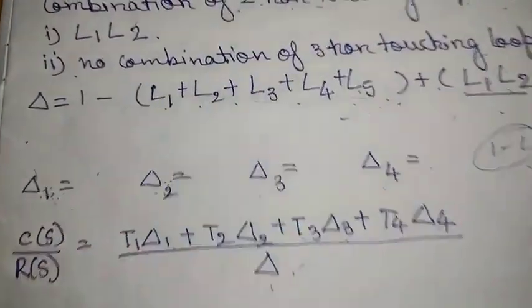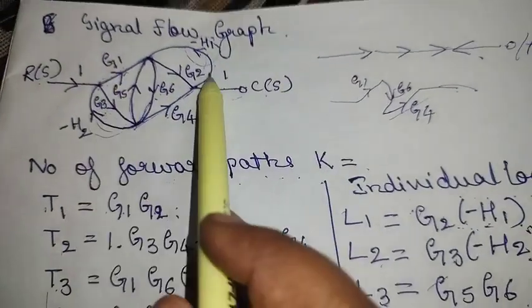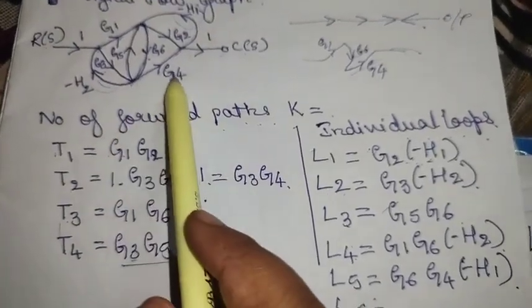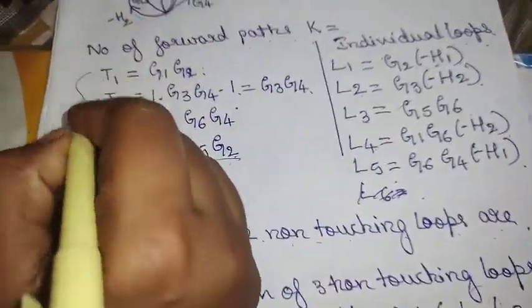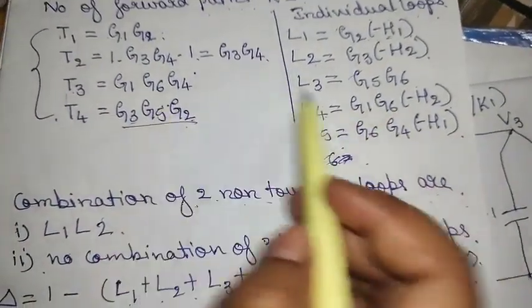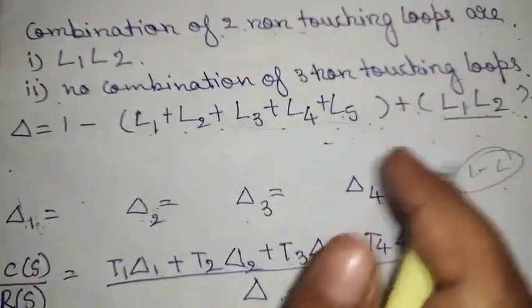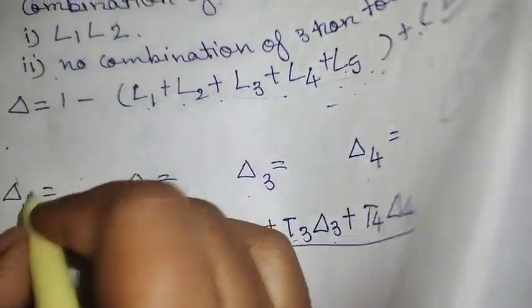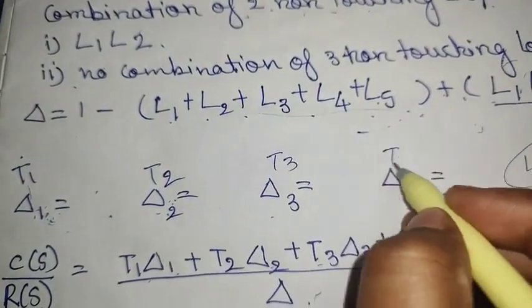And delta 1, I have already said, for path 1, the forward path, that is G1, G2, all the loops will touch. G1, G2 is the main thing which will touch all the loops, and the second path G3, G4 also touches all the loops. All the paths are connected to the loops, it is interlinked. So we cannot write delta 1 as 1 minus some loop which is non-touching to the particular path. So you observe with T1, T2, T3, and T4 paths.